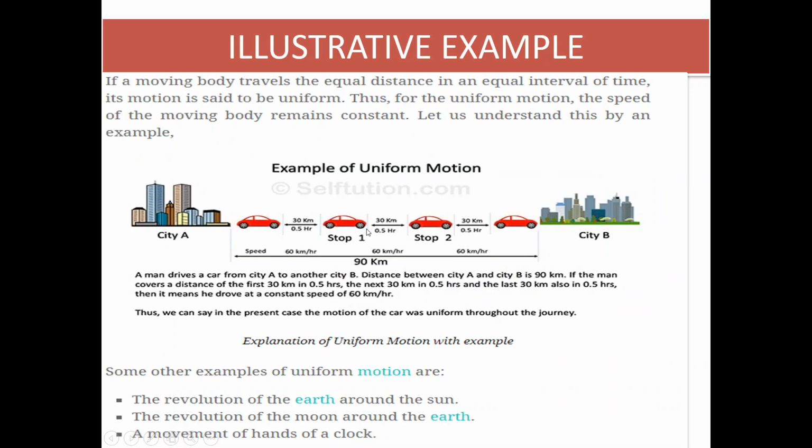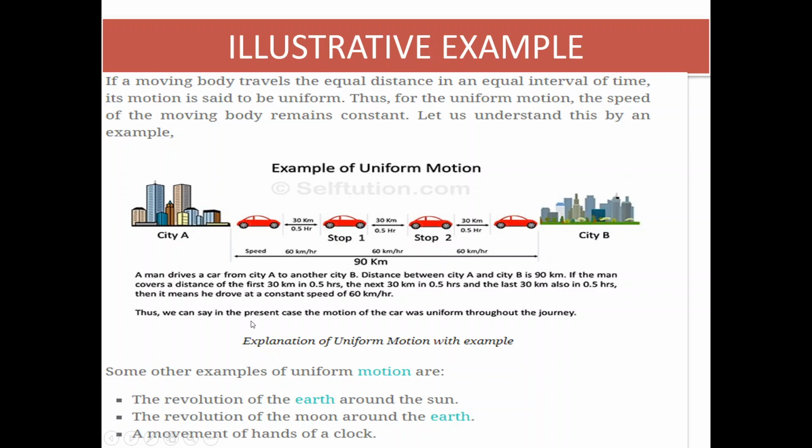From this you can also observe what is the cause of non-uniform motion. Here how fast the car is moving, this car is moving faster, so the speed of the body is constant, it is moving at the same rate, 60 kilometer per hour, 60 kilometer per hour, 60 kilometer per hour. In lower classes you have studied how to calculate speed. Speed is equal to distance upon time taken. So here the stop 1, stop 2, the car is moving at the same rate. So this is the cause of uniform motion.